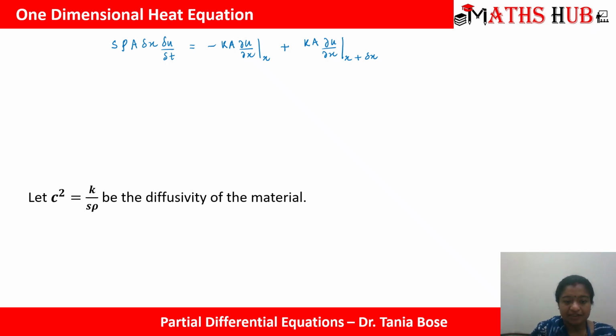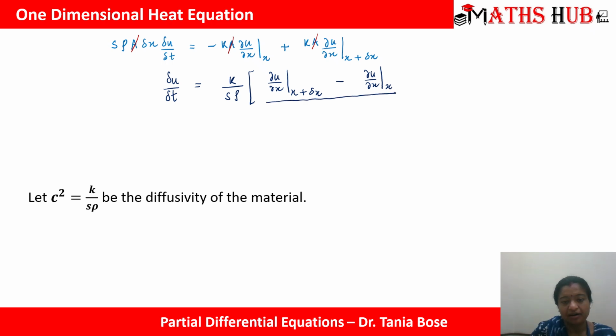Now after equating, you can see that the cross-sectional area A gets cancelled from both sides, right? So from here, what is del U by del T? Del U by del T comes out to be K is constant, S and rho come out, and we get del U by del X at X plus delta X minus del U by del X at the point X divided by delta X.